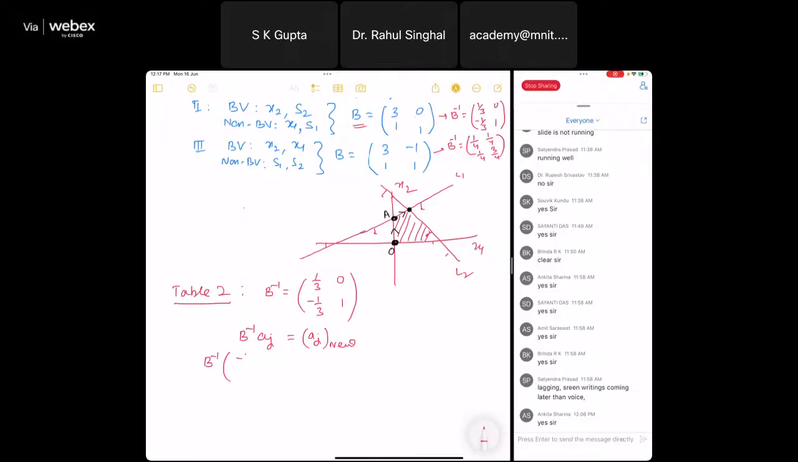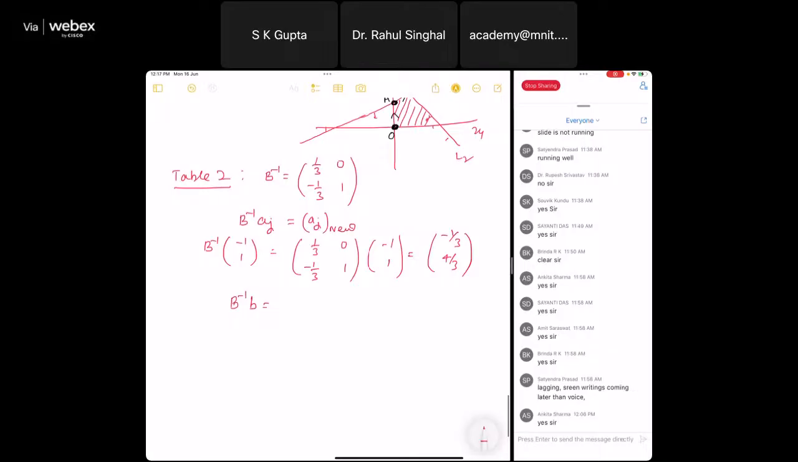Similarly, suppose I want to find out what the new B of this table is using B inverse. So B inverse times B will be your new B of that table whose B inverse we are taking. So B inverse is of which table? Second table, right? 0, 3, 1 by 3, 0, minus 1 by 3, 1. What is your B of the original problem? Go for the original problem always. 10, comma 6. So when you multiply, this is 10 by 3 and this is 8 by 3, which is the right hand side of the second table.